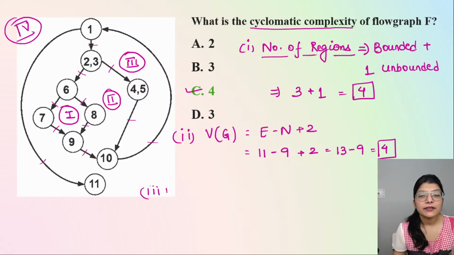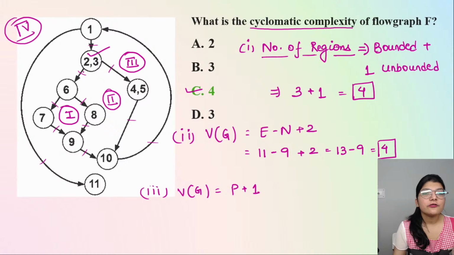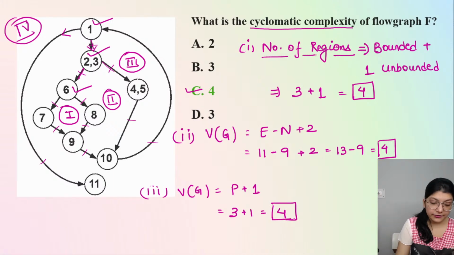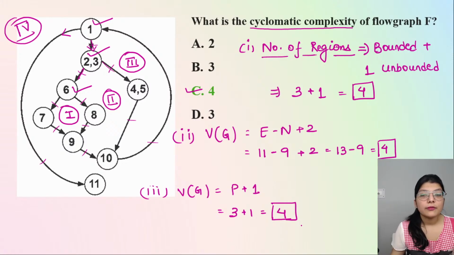And then the third method, that is based on predicate nodes. So what are the predicate nodes? This is your first predicate node because 2 edges are going from this one. Then 6 is another predicate node. And then 1 is also a predicate node, because this is one edge and this is another edge. 2 edges are going from 1 as well. So P is equal to 3. 3 plus 1 gives you 4. So if I apply any of the methods, I will get my cyclomatic complexity as 4.